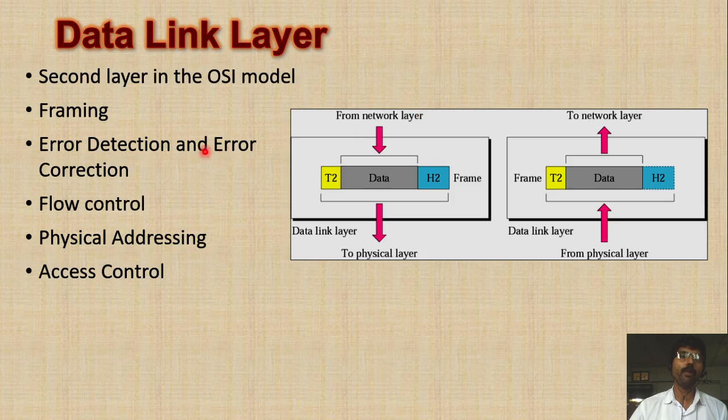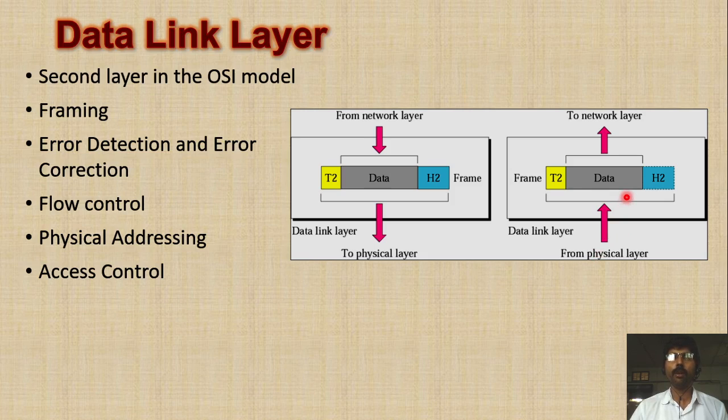One more job of the data link layer is error detection and error correction. When you send some data from the source, it is in the form of bits. It is transmitted using the physical layer and sent to the destination in the form of bits. When it is received at the receiver, there may be a possibility that some bits are corrupted. The data received is not correct.